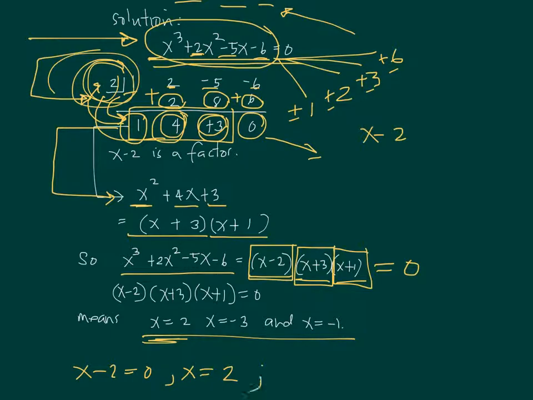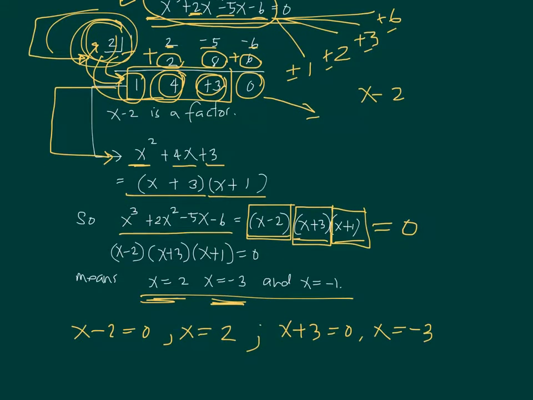In the same way, if x plus 3 is equal to 0, then this gives us x equals negative 3. So this is the second x. And then the last one is when x plus 1 is equal to 0. So we have x plus 1 is equal to 0. This gives us x equals negative 1. Okay, so that's how we solve a cubic equation.